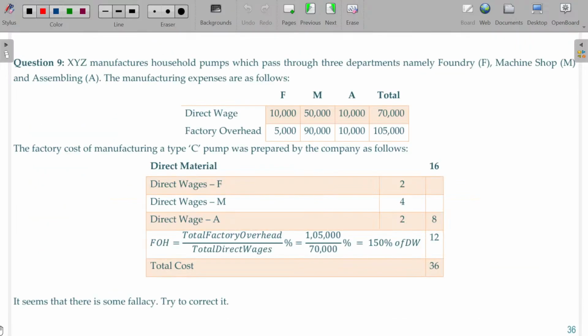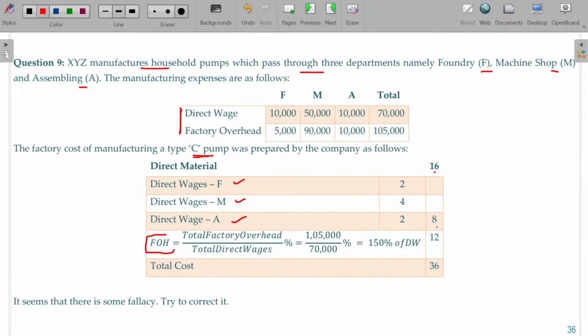Now, XYZ manufactures household pumps which pass through 3 departments, namely foundry, machine shop, and assembly. The manufacturing expenses are as follows: FMA, direct wages, factory overheads. The factory cost of manufacturing a type C pump was prepared by the company as follows: direct wages. So we have 3 departments. The direct wages for the 3 departments F, M, A being 2 rupees, 4 rupees, 2 rupees. Okay, 8 rupees apart from the direct material 16.